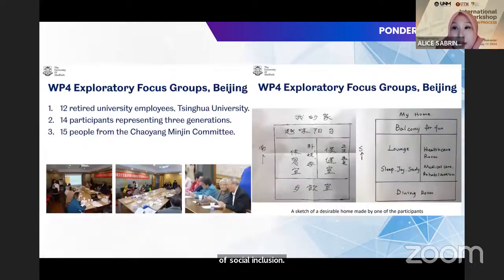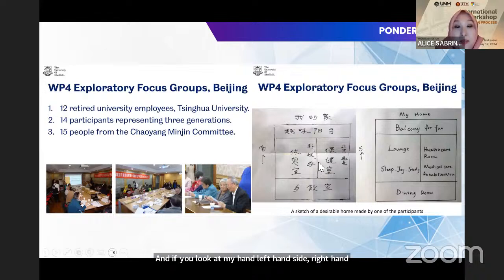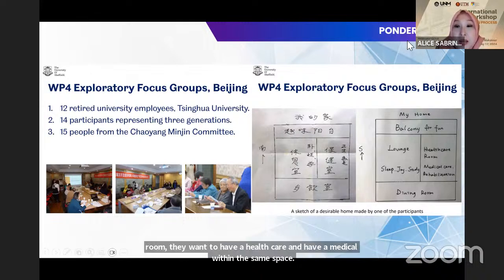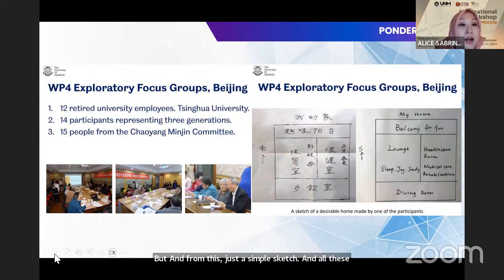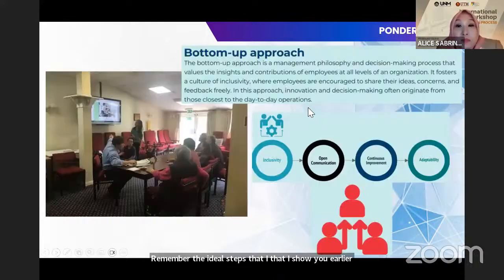If you look at my left-hand side, right-hand side, there is actually a sketch. And these elderly people are not architects. They are just simple laymen. They sketch what they want for their home. They want a balcony, a dining room, healthcare, medical facilities within the same space. From just a simple sketch, all these sketches are collected, and after that, reviewed and analyzed. Remember the ideal steps that I showed you earlier, the 5 steps, where you are refining and getting feedback from the user.